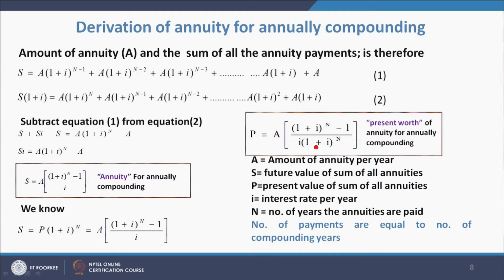So, it shows the present worth of annuity for annual compounding, where A is the amount of annuity per year, S is the future value of sum of all annuities, P is the present value of sum of all annuities, I is the interest rate per year, and n is the number of years the annuities are paid. Here the number of payments are equal to the number of compounding years.